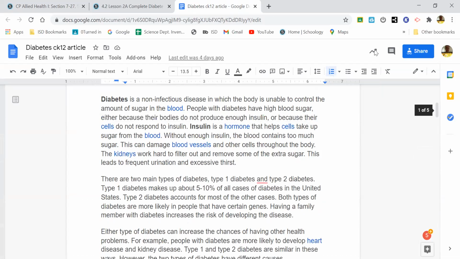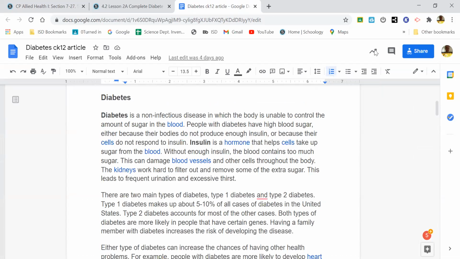Diabetes is a non-infectious disease in which the body is unable to control the amount of sugar in the blood. People with diabetes have high blood sugar either because their bodies do not produce enough insulin or because their cells do not respond to insulin. Insulin is a hormone that helps cells take up sugar from blood. Without enough insulin, the blood contains too much sugar. This can damage blood vessels and other cells throughout the body. The kidneys work hard to filter out and remove some of the extra sugar. This leads to frequent urination and excessive thirst.